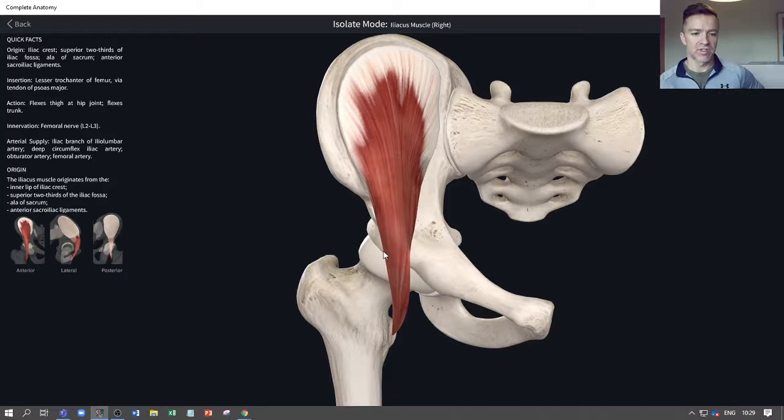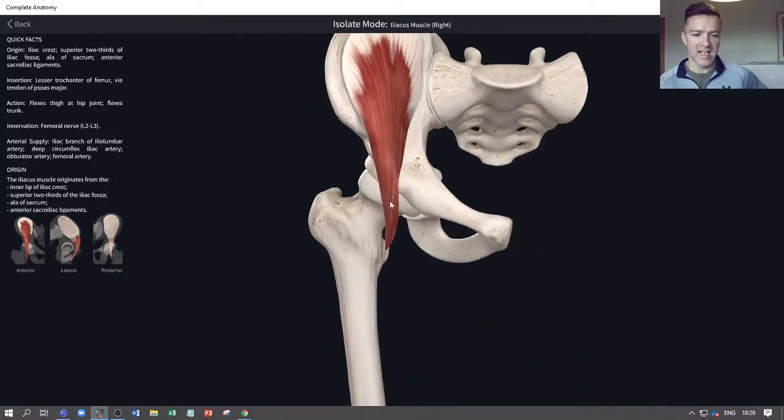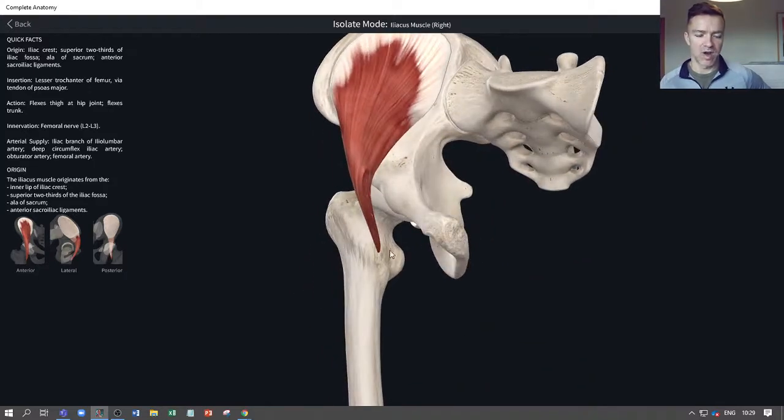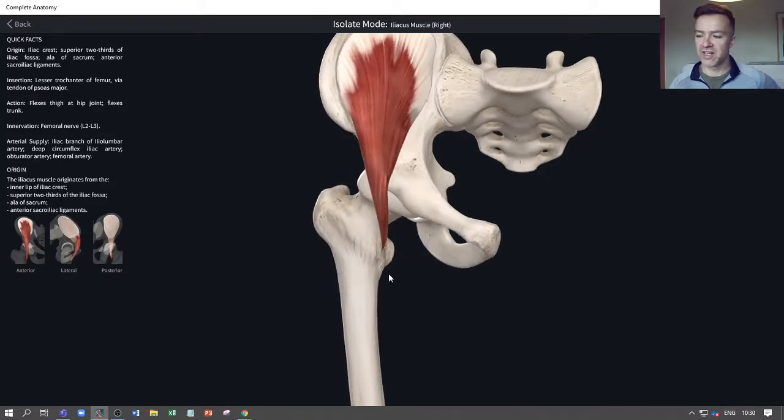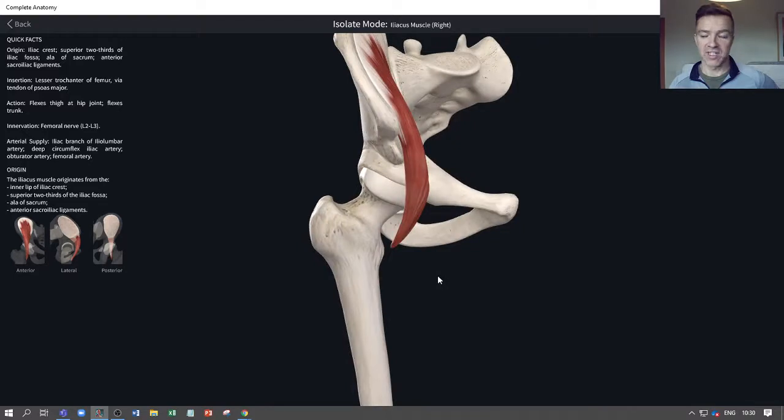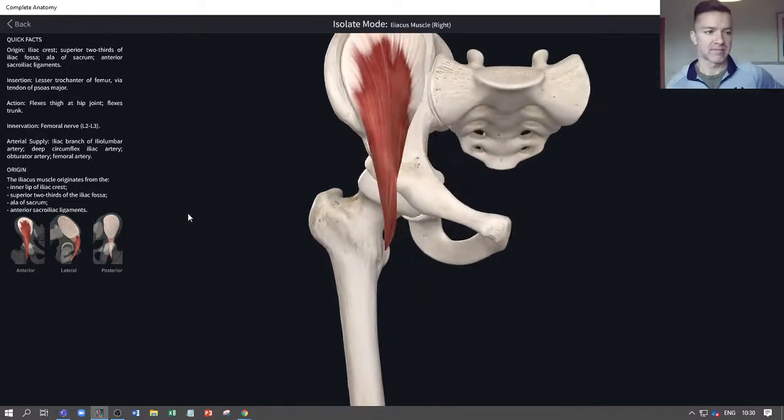Again, the belly of the muscle crosses over the hip joint, and very, very similar to our psoas major, the iliacus muscle inserts onto your femur there. So the action, again, this action of this muscle is to flex the thigh at the hip.